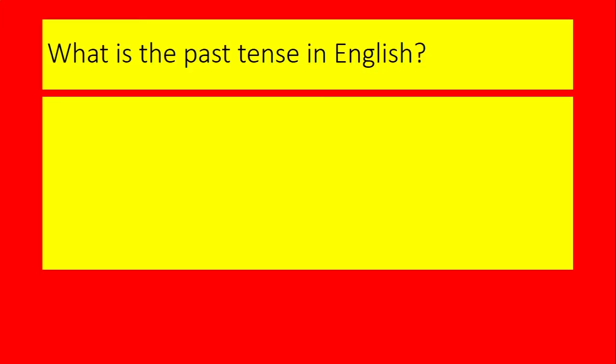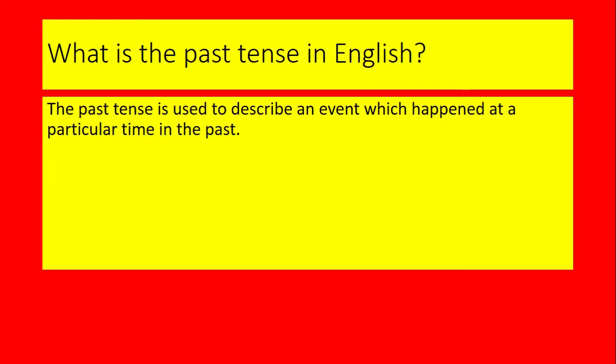As usual, it's very difficult to try and understand how to accurately use a tense in a foreign language if you don't actually know what we're talking about in English. So what's the English past tense? Well, we use it to describe an event which has happened at a particular time in the past. So for example, he played, she went, I saw.